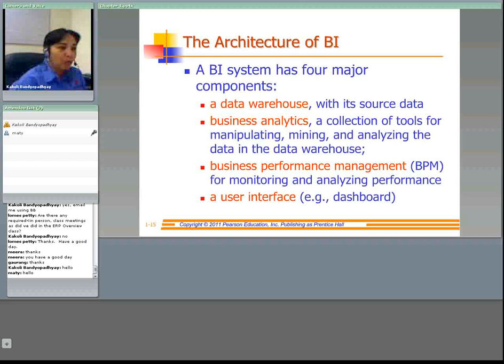Then the third component is BPM, or it is known as Business Performance Management. This is used for monitoring and analyzing performance. Okay. Remember, everything is for improvement in performance. Okay. And so business performance management does that. It monitors and it analyzes the performance. And what is a user interface? User interface is for visually presenting hotspots in data. An example of a user interface can be a dashboard.